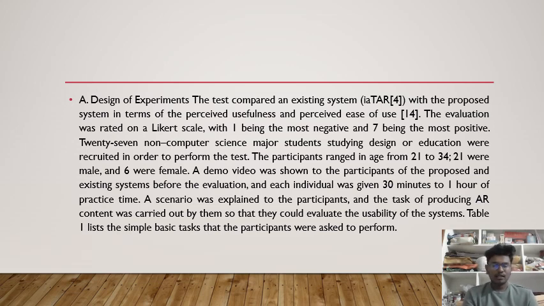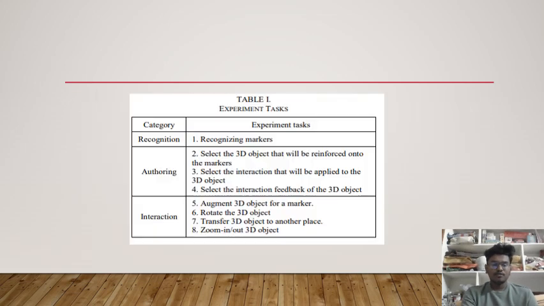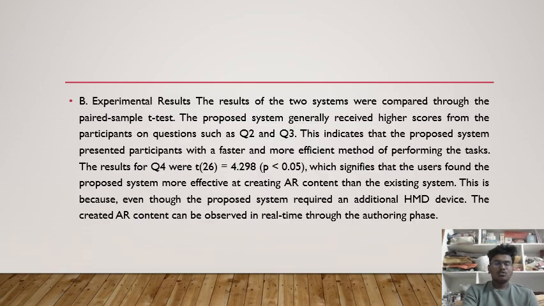Table 1 lists the simple basic tasks that the participants were asked to perform. So this is Table 1, which contains recognition markers, authoring: select the 3D object that will be reinforced onto the marker; select the interaction that will be applied to the 3D objects; and interaction: augment the 3D object for a marker, rotate the 3D object, transfer the 3D object, zoom in, zoom out. The results of the two systems were compared through the paired sample t-test.